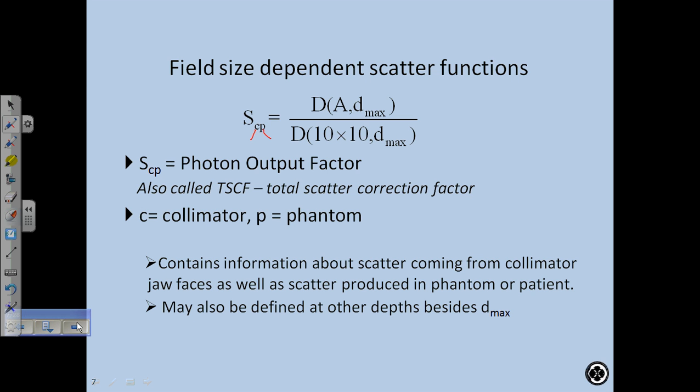The TMR is not enough to calculate MU, and you'll also need this factor. S of CP is a photon output factor, also called TSCF, total scatter correction factor. It accounts for the field size effect of scatter to your point of interest, so it contains information about scatter coming from the collimator jaw faces, as well as scatter produced in the phantom of the patient. It can also be defined at depths other than Dmax, but I have Dmax here because that's the most common definition of S of CP. So S of CP is equal to the dose for a particular field size at Dmax divided by the dose for 10 by 10, which is usually the reference field size at Dmax.